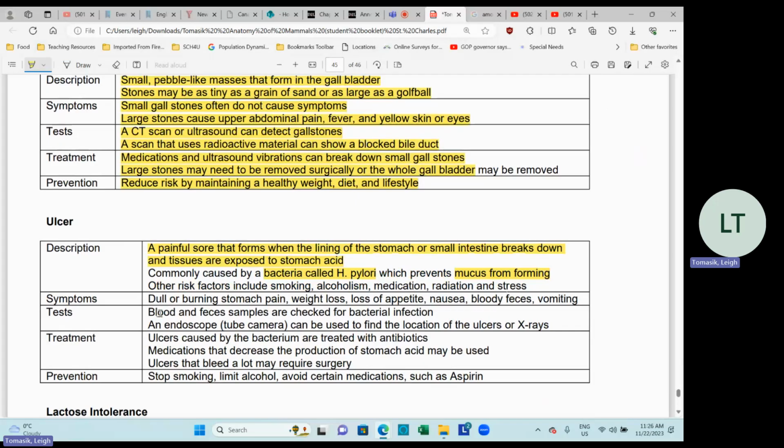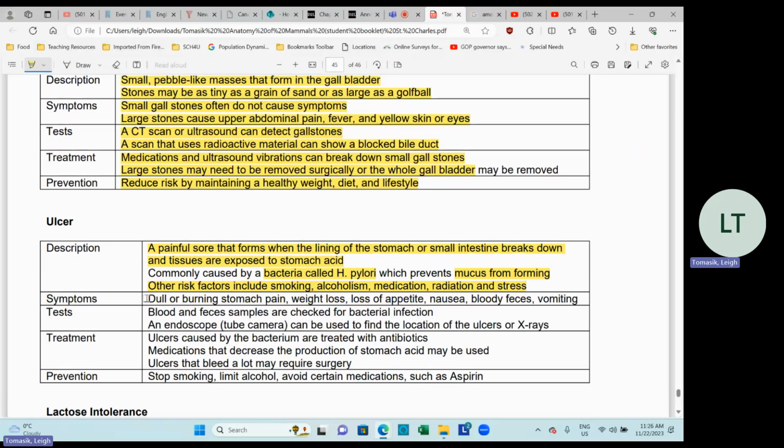And stomach cells are made out of the same thing that meat is made out of, right? And your stomach breaks down proteins, breaks down meat. So the stomach will break down itself. Other risk factors for having an ulcer include smoking, alcoholism, medication, radiation, and stress. So people who are going through chemotherapy, for example, sometimes develop ulcers, or people who are taking certain medications that prevent the mucus from forming get an ulcer.